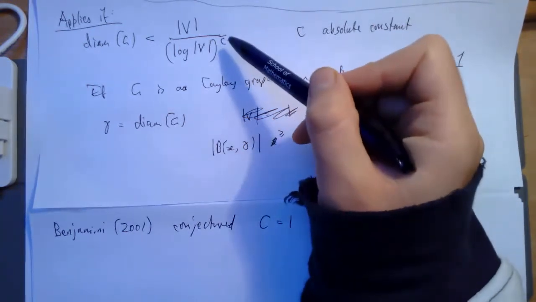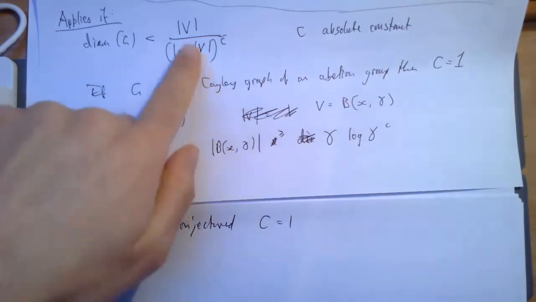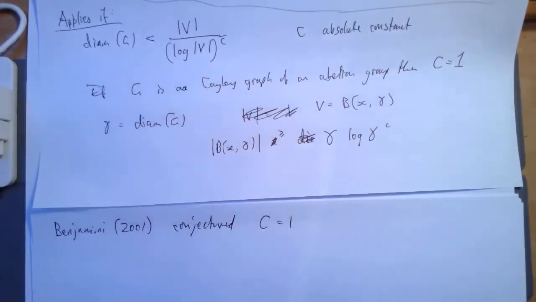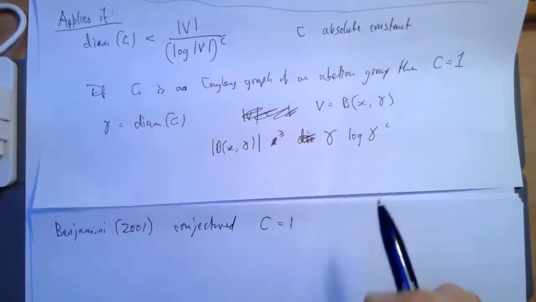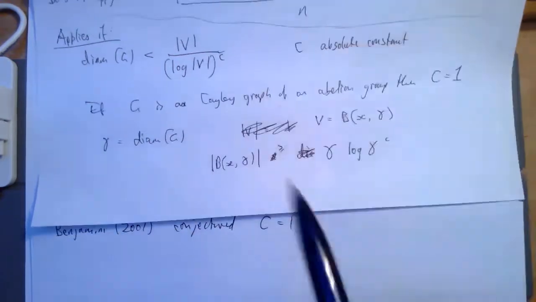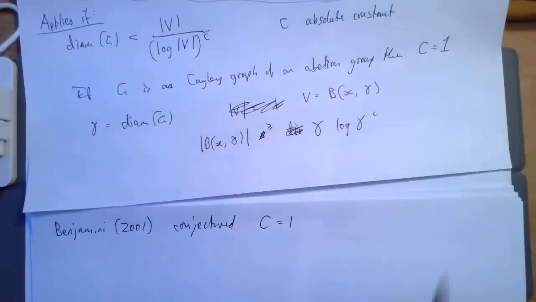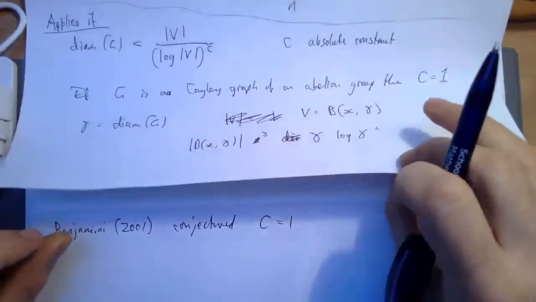There are a couple of places in the argument where we lose log factors, so we definitely don't get one, except in the abelian case. But it's not some kind of massive ineffective constant either. Right.